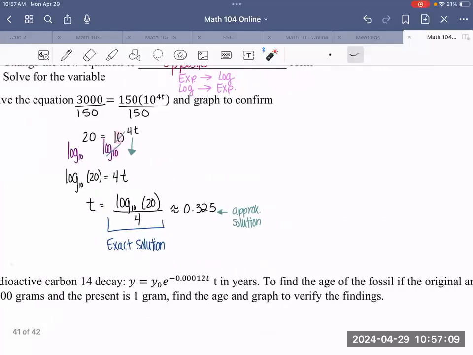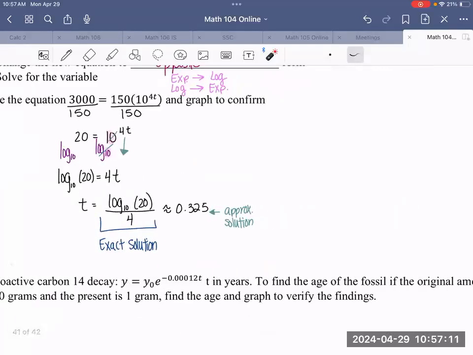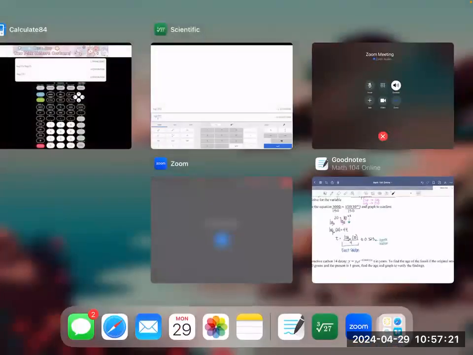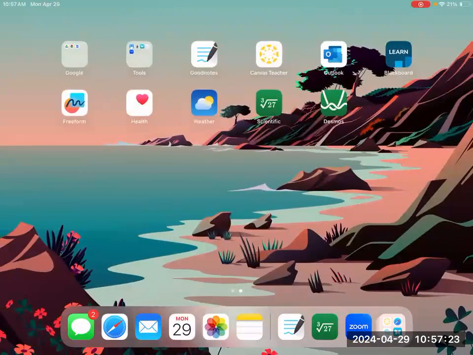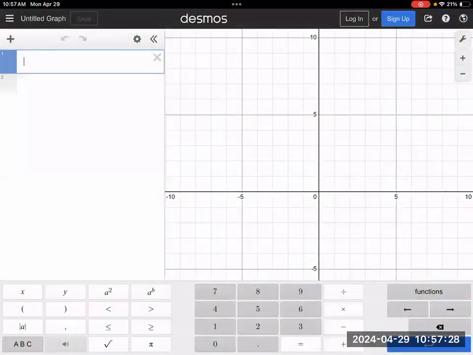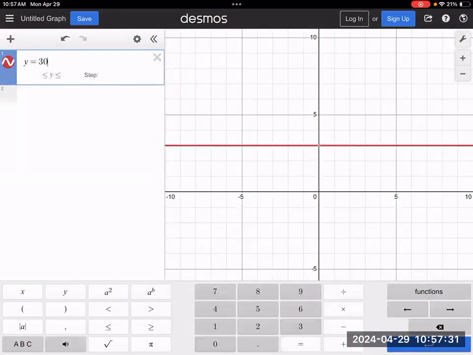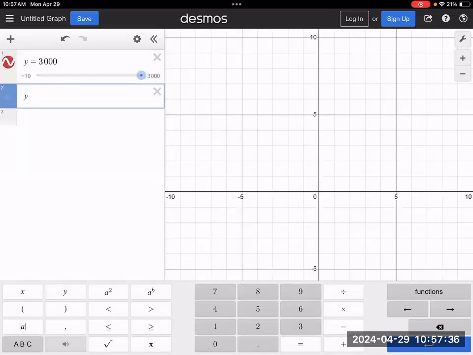Now we can confirm by graphing it. So notice that we have two sides of the equal sign, which we haven't dealt with in quite a while, which means we're going to put them on opposite sides. We're going to put them on the y equals. So we have y equals 3,000. That was one of your y's. And your other y, we said y equals 150 times 10 raised to the 4t.